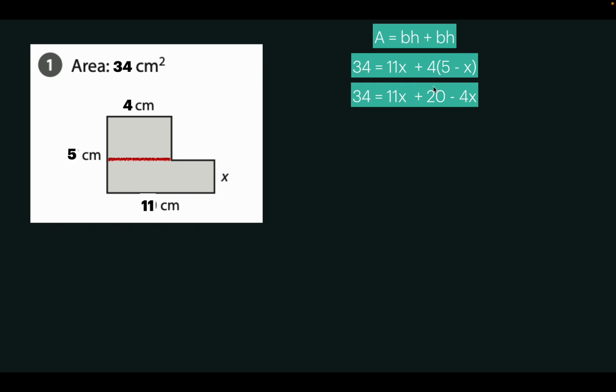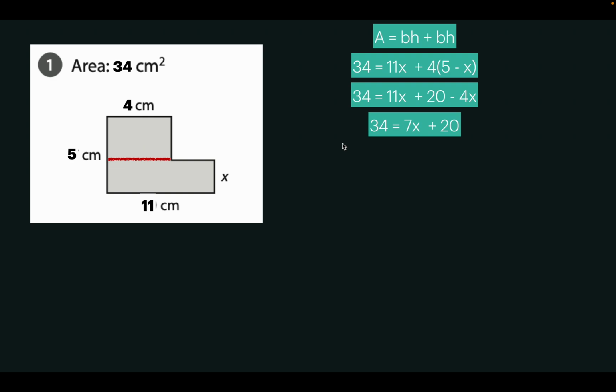Now that I've done with my multiplication, I need to do my adding and subtracting part of my order of operations. So that means to combine my like terms. So my like terms are 11x and a negative 4x. I keep my 34, I keep my plus 20, and I just do 11x minus 4x. Which means now I have 34 equals 7x plus 20. Now that we have condensed both sides and they're simplified fully, there's no more I can do with my order of operations. Now I just have to solve for the variable.